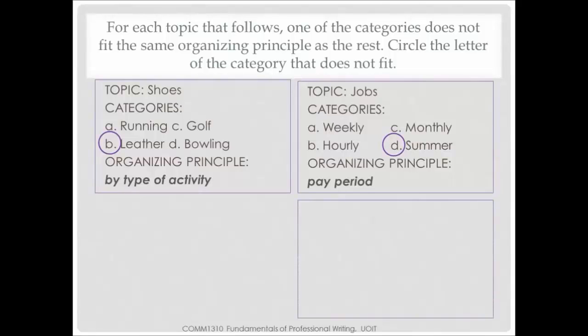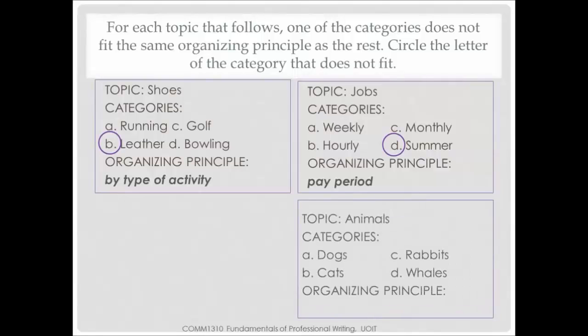The third topic is animals. And the categories are dogs, rabbits, cats, and whales. In this case, there are a couple of possibilities for an organizing principle. One could be pets, or it could be animals with 4 legs, or it could be animals with fur, or it could be land animals. In all of these cases, whales do not belong.